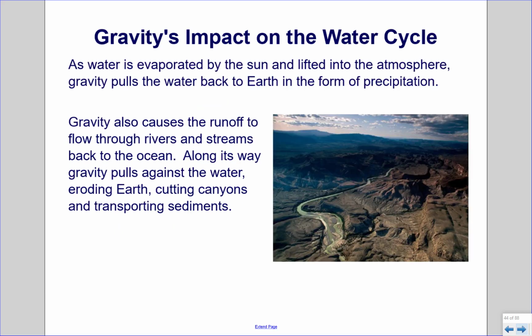Gravity's impact on the water cycle. As water is evaporated by the sun and lifted into the atmosphere, gravity pulls the water back to Earth in the form of precipitation. Gravity also causes the runoff to flow through rivers and streams back to the ocean. Along its way, gravity pulls against the water, eroding the Earth, cutting canyons, and transporting sediments.